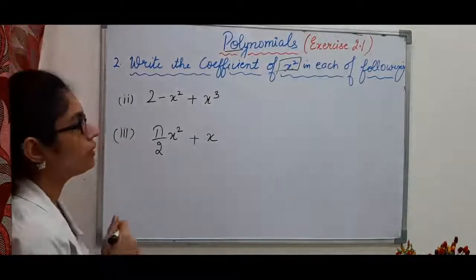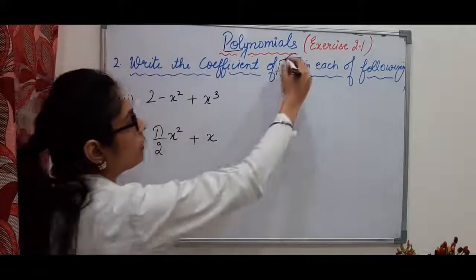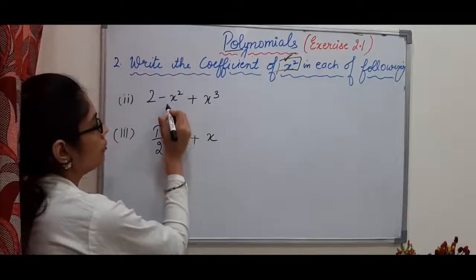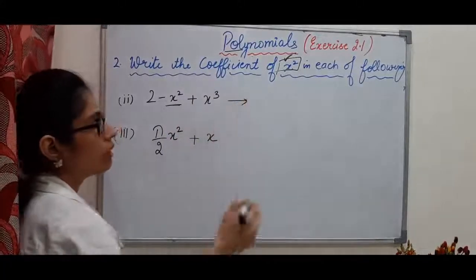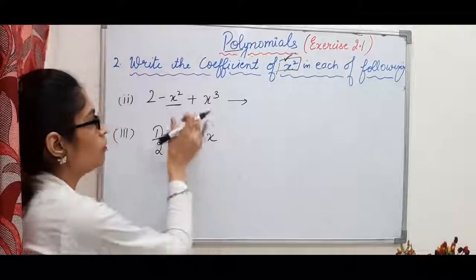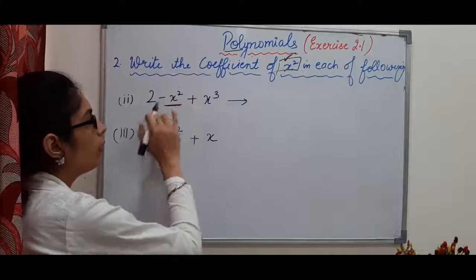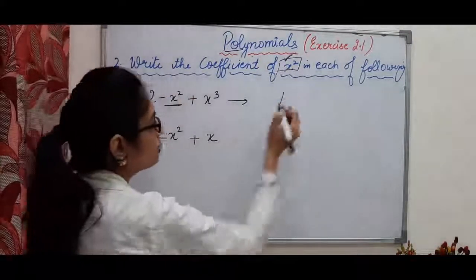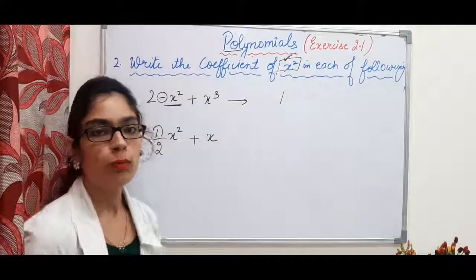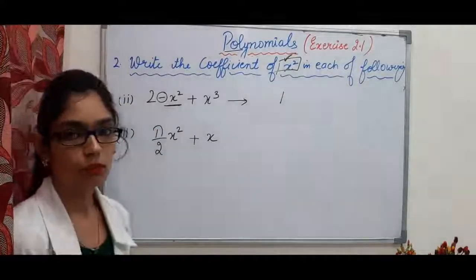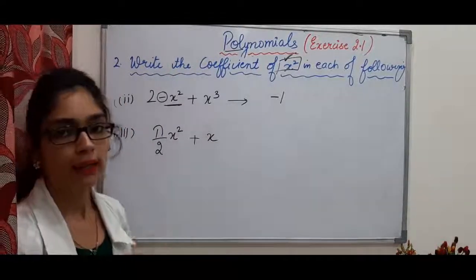So let's see the first expression. We only have to look at the required thing. In this expression we can only check x square, because we have to see which number is written. Coefficient we have already discussed. This is a constant which is written with this variable. For x square, nothing is written, that means 1 is written, and you have to consider this minus sign also. With signs you have to be very careful. Whatever sign is given you have to mention the same sign. So the coefficient of x square in the first expression is minus 1.